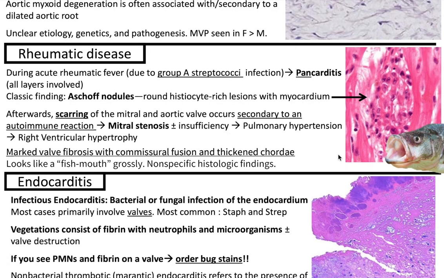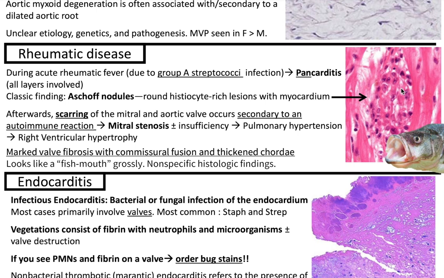Rheumatic disease. During acute rheumatic fever due to group A streptococci infection, this can lead to pancarditis, where all the layers of the heart are involved. Classic findings include Aschoff nodules, which are round histiocyte-rich lesions within the myocardium. Afterwards, this can lead to scarring of the mitral and aortic valve, secondary to an autoimmune reaction, and you can get mitral stenosis plus or minus insufficiency, leading to pulmonary hypertension and over time right ventricular hypertrophy.